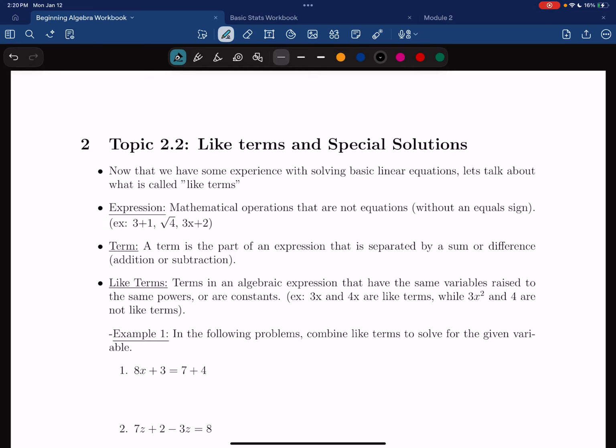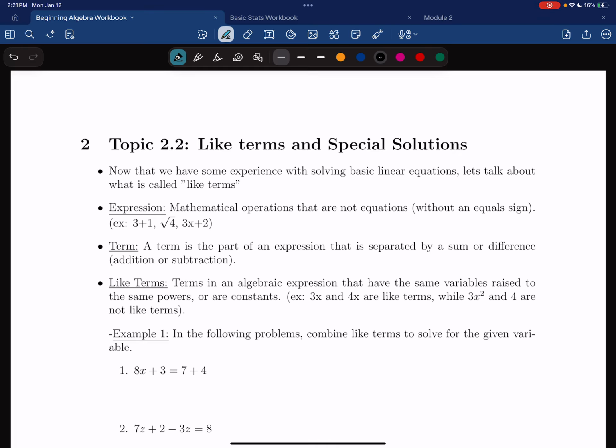Welcome to section 2.2. In this video, we're going to take a look at solving some linear equations that require a couple more steps, as well as a couple other things. But first, before we get into that, let's talk about a couple things.